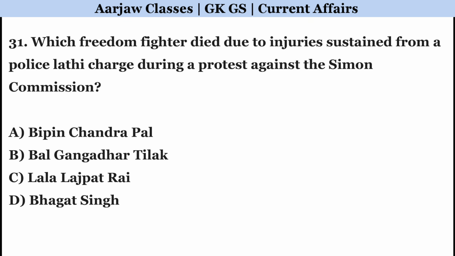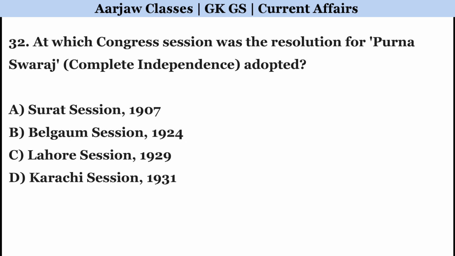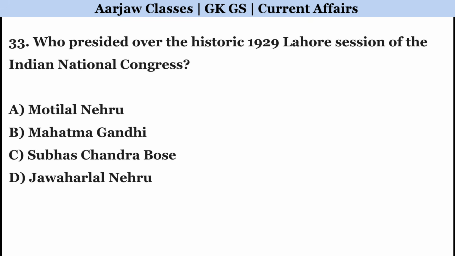Which freedom fighter died due to injuries sustained from a police lathi charge during a protest against the Simon Commission? Correct option is C. Lala Lajpat Rai. At which Congress session was the resolution for Purna Swaraj, complete independence, adopted? Correct option is C. Lahore session 1929. Who presided over the historic 1929 Lahore session of the Indian National Congress? Correct option is D. Jawaharlal Nehru.